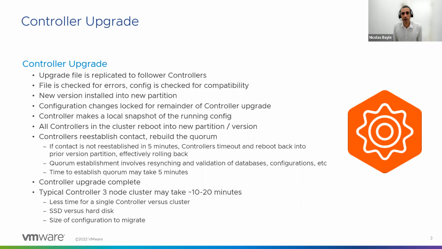And whether it is an AVI controller cluster or a service engine, the process is more or less the same. The AVI controller will create a new Linux partition for this new version, and it will start its OS on this new partition. So if something wrong is happening, you can always roll back to the older version, right? So this is how it works.